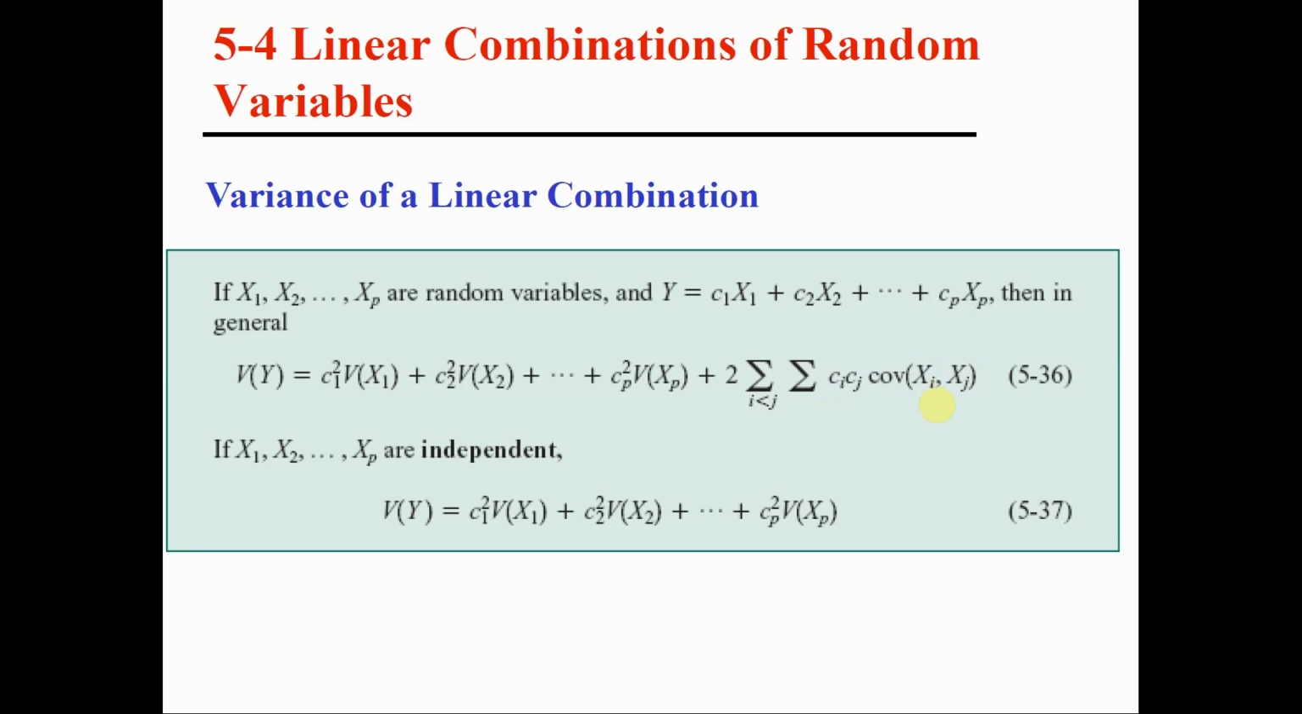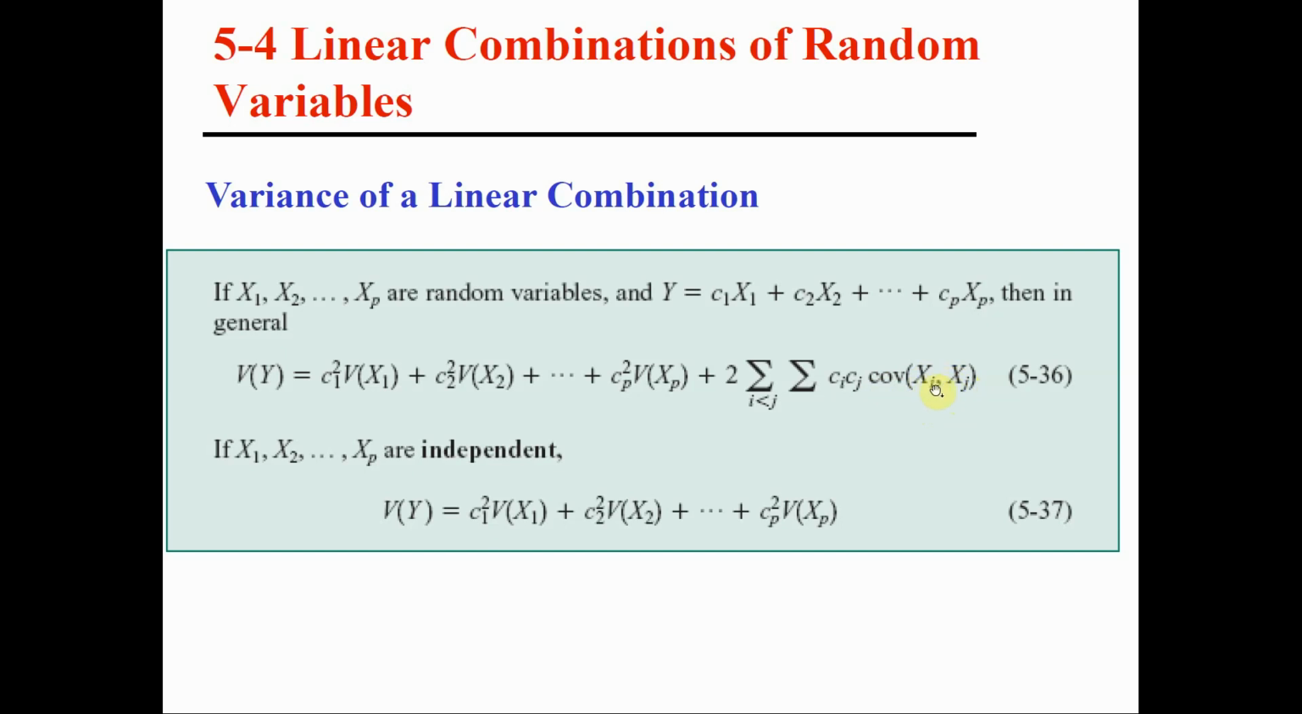So we need to add the covariance between every 2. Since we have 3 variables, we have the covariance between 1 and 2, between 1 and 3, and between 2 and 3. And we are not repeating simply because the covariance between 1 and 2 is the same as the covariance between 2 and 1.